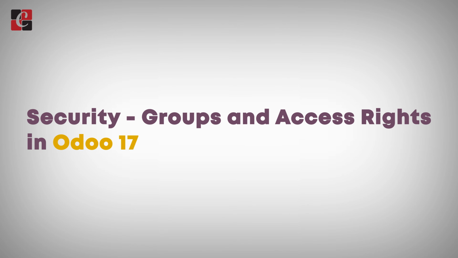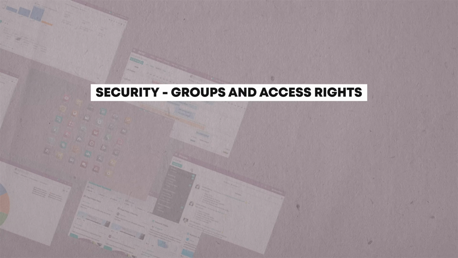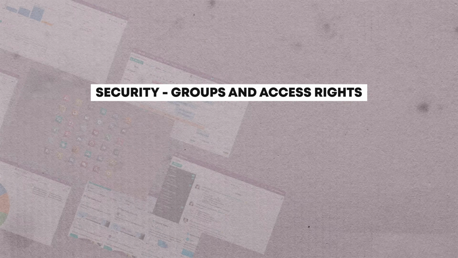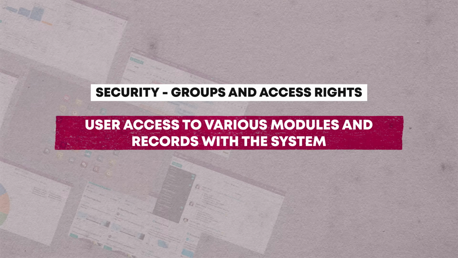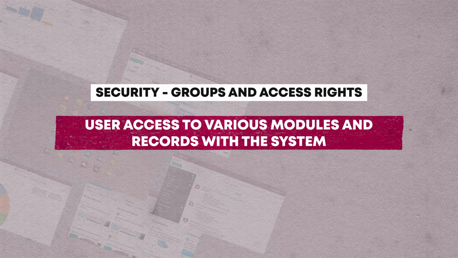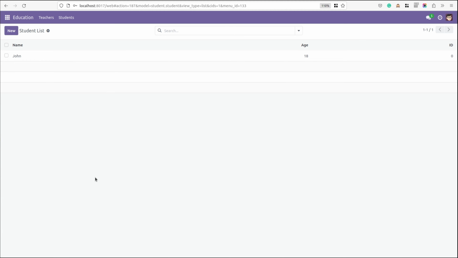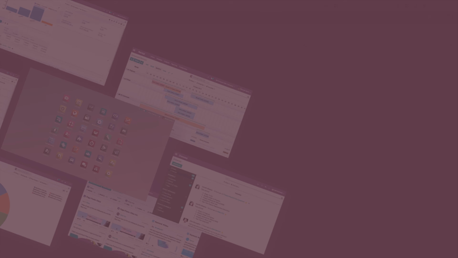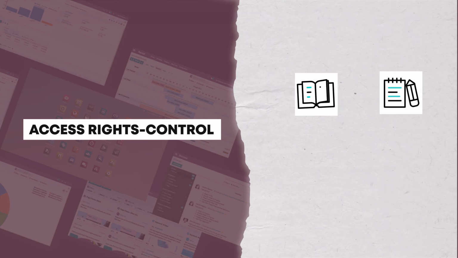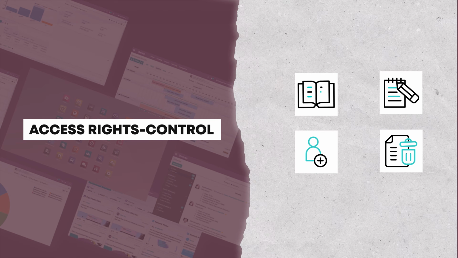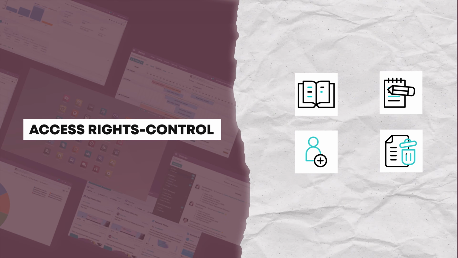In this video, let's discuss security groups and access rights in Odoo 17. In Odoo, security groups and access rights are used to control user access to various modules and records within the system. Security groups allow us to group users based on their roles or responsibilities. Access rights control read, write, create, delete, and other actions for users within the system.